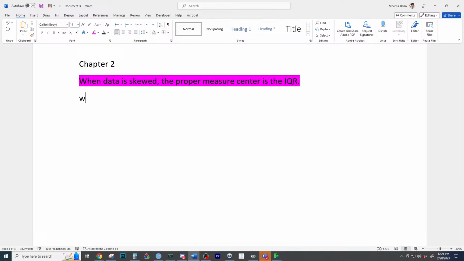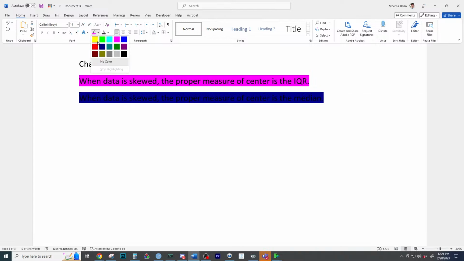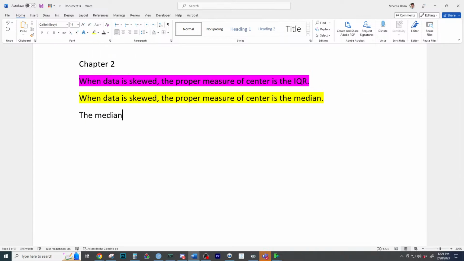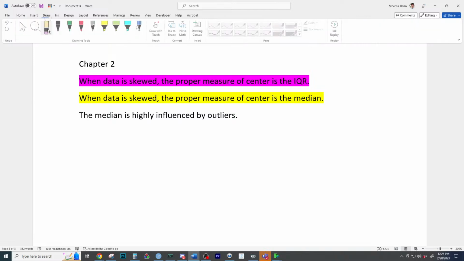It would be true if we said something like when data is skewed, the proper measure of center is the median. That is true. The median is highly influenced by outliers. False. And you can check this by just coming up with two data sets.